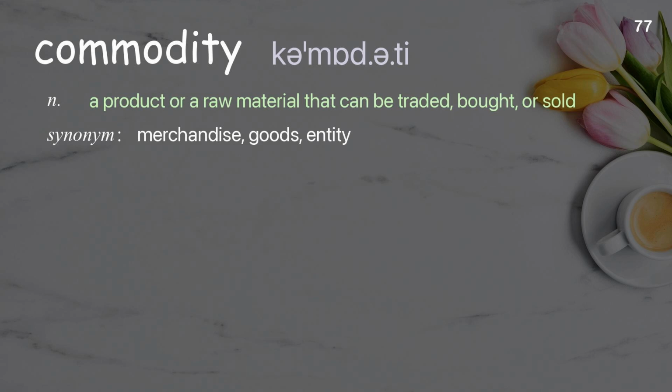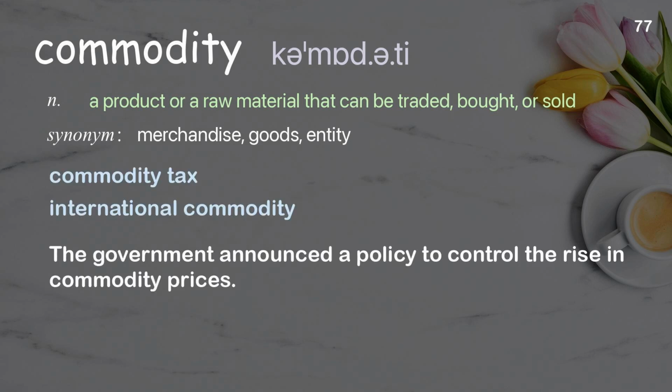Commodity: a product or a raw material that can be traded, bought, or sold. Examples: commodity tax, international commodity. The government announced a policy to control the rise in commodity prices.